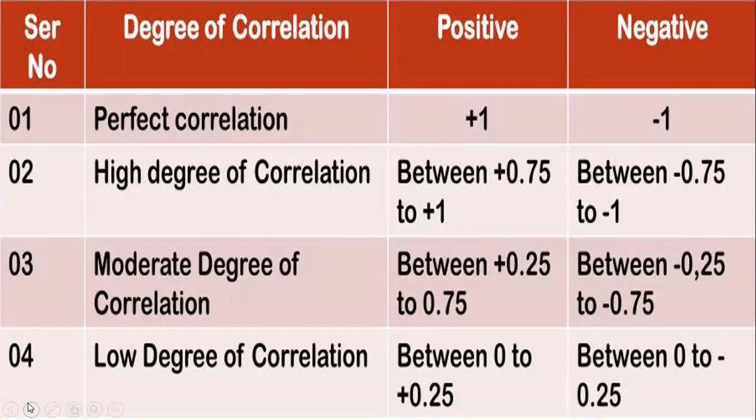And this is a summary of the degree of correlation. For the perfect positive correlation, the r value is +1, and for the perfect negative correlation, the r value will be -1. High degree of positive correlation is between +0.75 and +1, and for negative high degree of correlation, the r value will be -0.75 to -1. Moderate degree of correlation for positive values is between +0.25 and +0.75, and between -0.25 and -0.75 it will be a negative moderate degree of correlation. And for the low degree of correlation, the positive value is 0 to 0.25, and the negative low degree of correlation will be between 0 and -0.25.